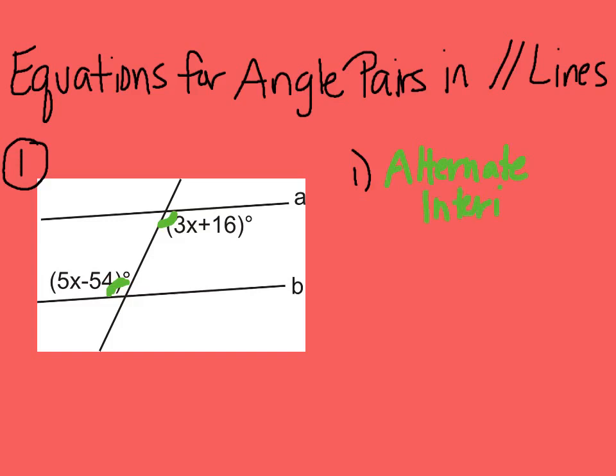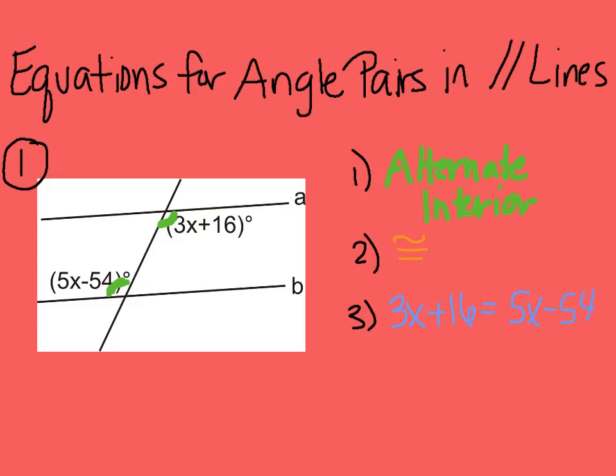Once you identify the vocabulary word, the second step is you're going to think to yourself, what was the rule that I just learned in the last video? I know that alternate interior angles are equal or congruent. So that will be what you'll put in the second spot. Alternate interior angles are congruent. So right then and there, you just answered how to set this problem up. If alternate interior angles are congruent, that means they're the same. So just stick an equal sign in between them. So 3x plus 16 equals 5x minus 54.